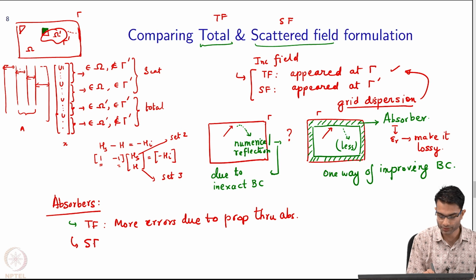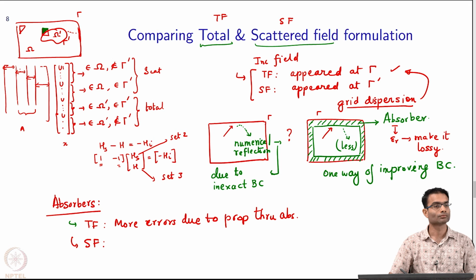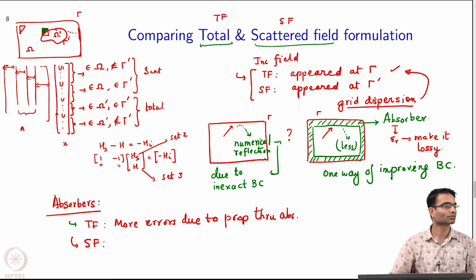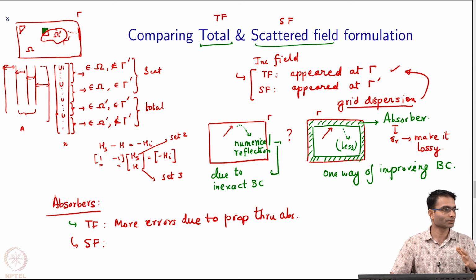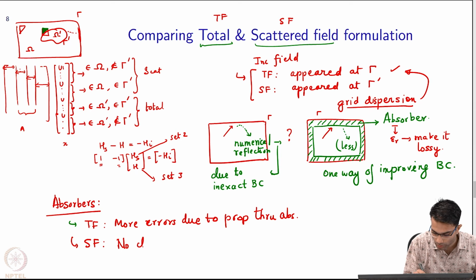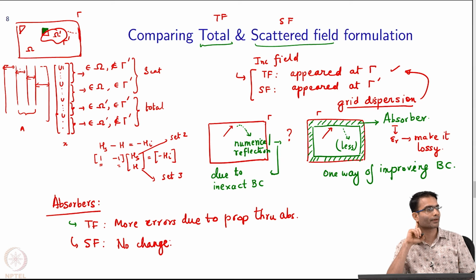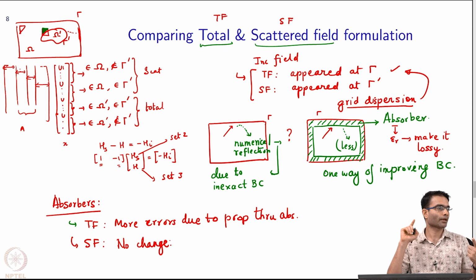What happened to scattered field formulation? Perfect, no change at all because incident field is being introduced at gamma prime and your absorber is far away. In fact, it made everything improve because the scattered field would be absorbed even better. Incident field suffers no degradation in propagation across the mesh, right. So, that is the win-win situation over here. So, there are two strong advantages for scattered field formulation. You can improve the boundary condition and no errors in the field propagation, okay.